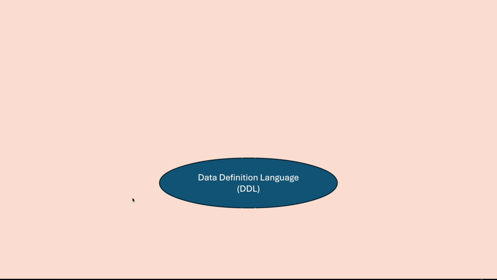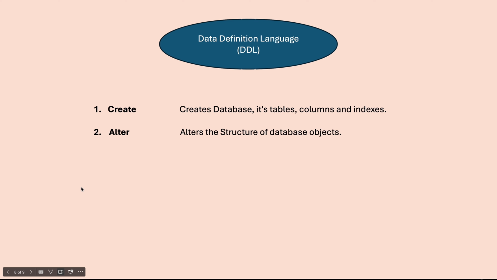Now let's come to the data definition language. So this has few clauses. Let's look at that. So first is create clause. It helps us to create the database and its objects like tables or views or table indexes. So next is alter clause. It helps us to alter the database objects like alteration of column names and their data types.